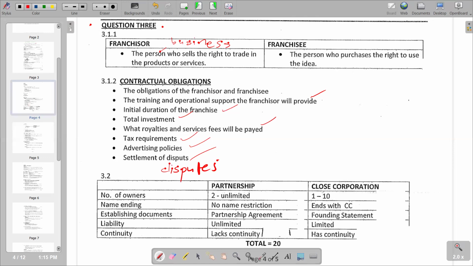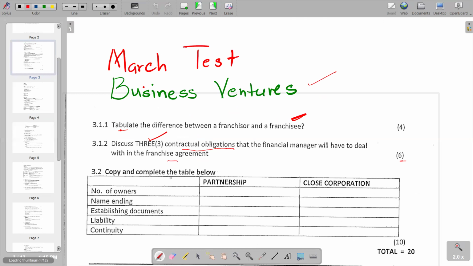Then we go to the next part of the question, which reads: copy and complete the table below, which means this is supposed to be presented in your answer book, with a column for partnership and a column for close corporation. We're supposed to list the number of owners under partnership and under close corporation, and then the name ending, the establishing documents, liability and continuity.